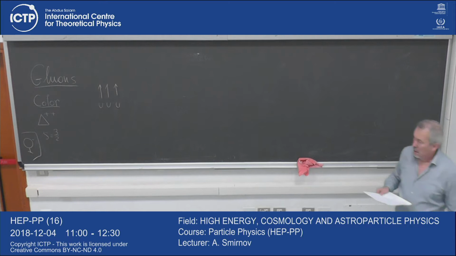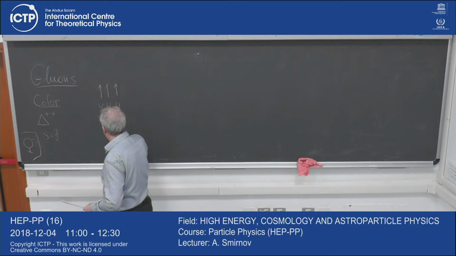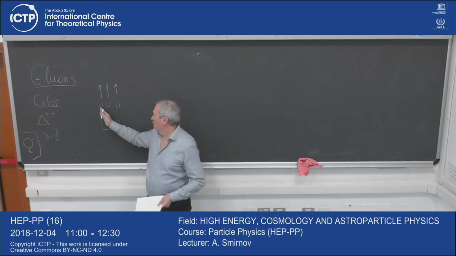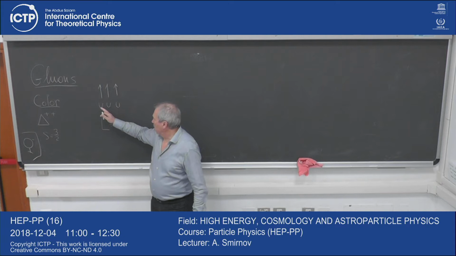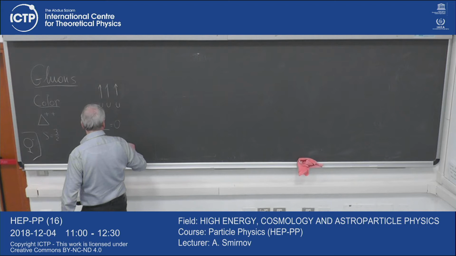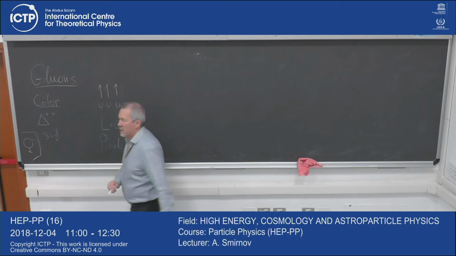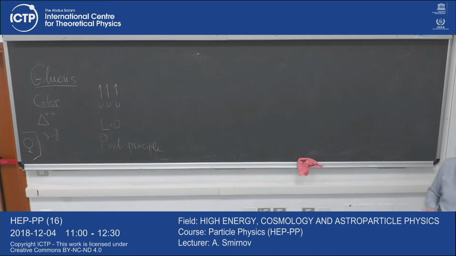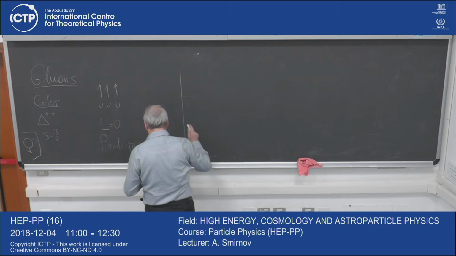And as usual, we think that the lowest state corresponds to orbital momentum being zero. So what you will have here is the delta particle with three U quarks in the same state. And now we have the problem with the Pauli principle, right? According to which we cannot have even two particles in one state, but here we have three. So a suggestion has been made by Greenberg, Han, and Nambu.